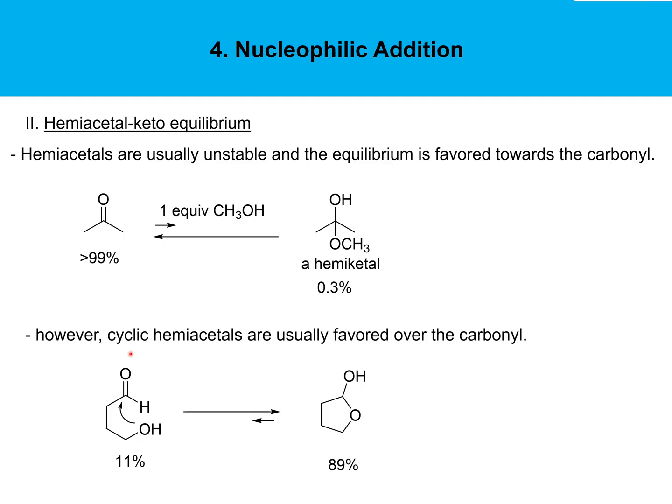Now, the exception to that rule is cyclic hemiacetals or cyclic hemiketals. So in other words, if we can obtain a fairly stable cyclic hemiacetal or hemiketal, generally that would be the favorite product or the favorite molecule.